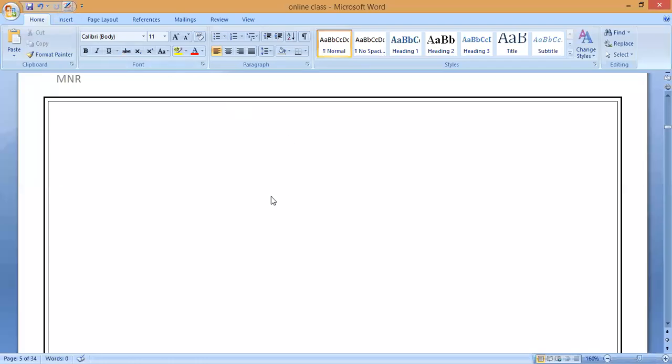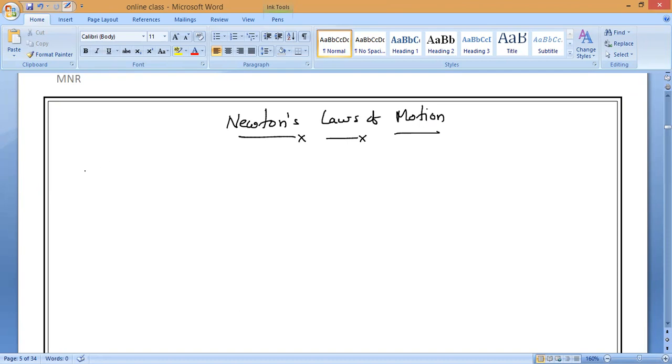So, as we know, presently we are going to discuss Newton's laws of motion. Newton has given three laws to describe the motion of a body, that is, to give the relationship between force as well as motion. So, totally, how many laws do we have? Three laws. In today's class, we are going to study the first law, Newton's first law of motion.